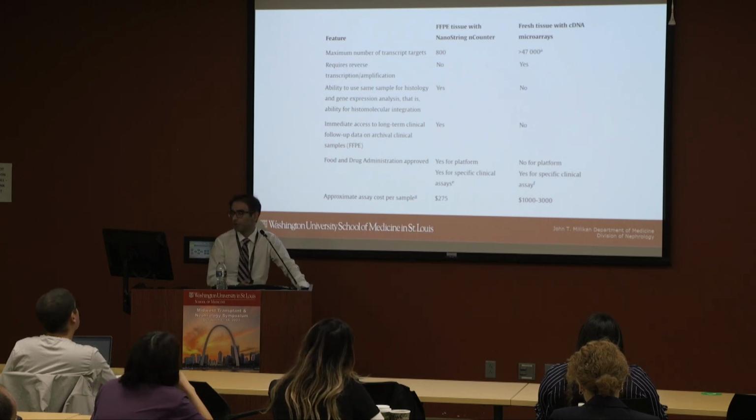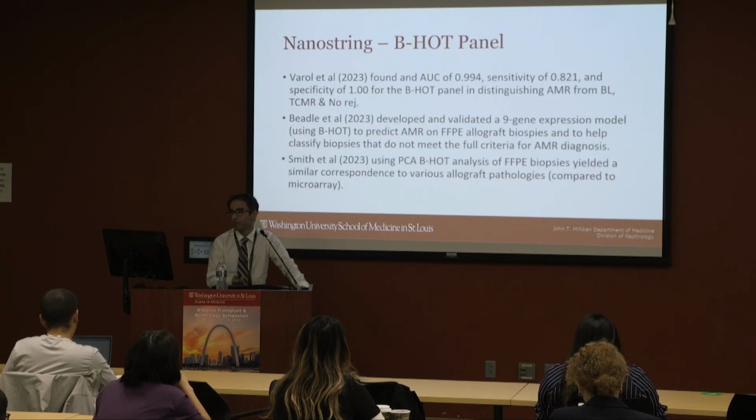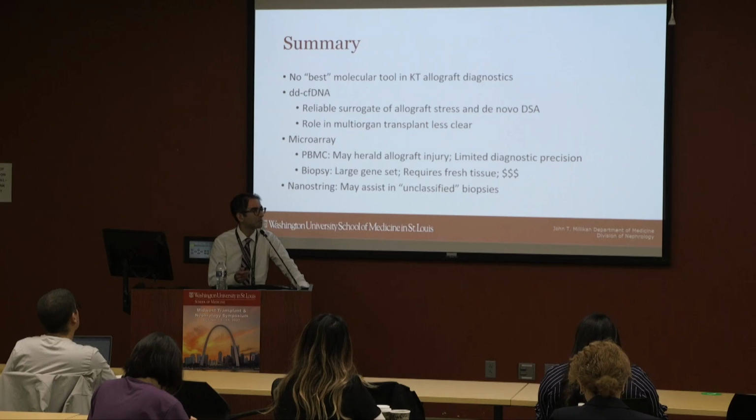This is just a table that I'll probably finish up on because it's important, comparing NanoString with microarrays. As you can see, a very big difference in the number of genes that are involved. But practically important is that microarray depends on fresh tissue, whereas NanoString can be done on paraffin block tissue. It's also fewer steps because there's no reverse transcription involved, and it's much cheaper. And these are some studies attesting to the potential utility and the correlation with microarrays. I'll leave this slide up because it summarizes what I've already said, and I'm happy to take questions.